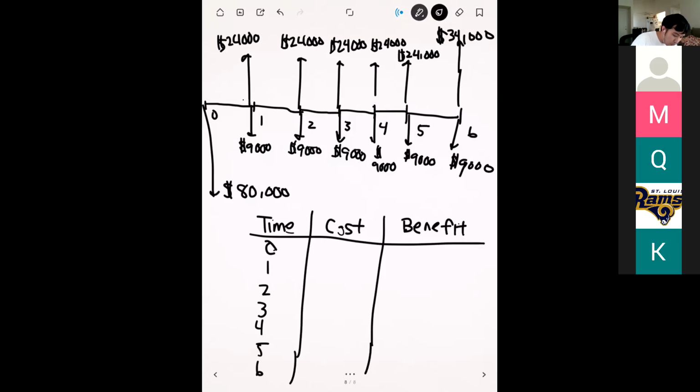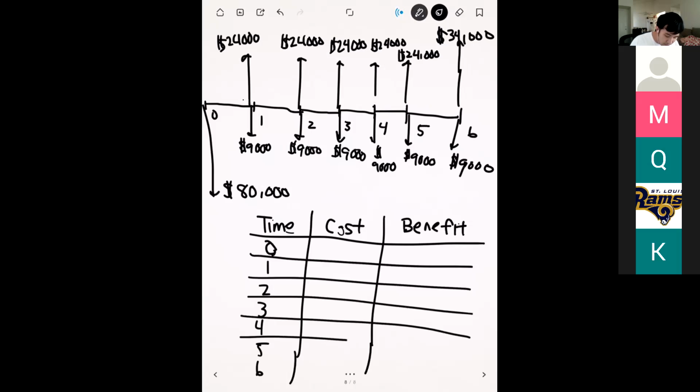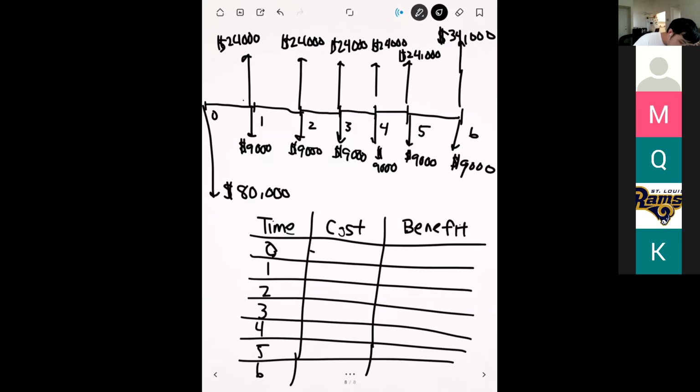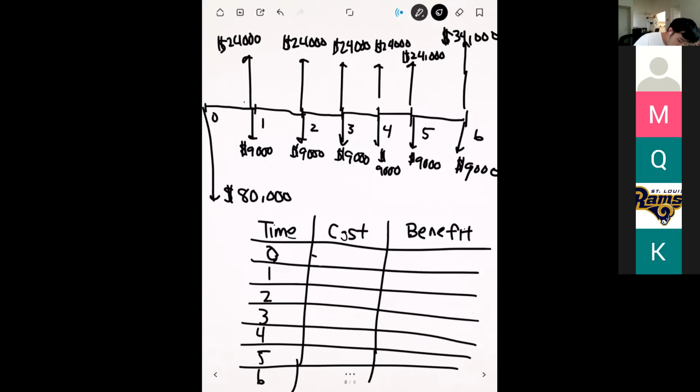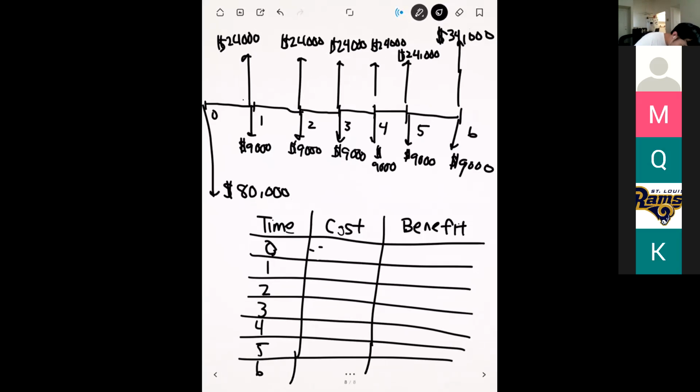And we'll make one row for every time period that we need, so that we have our 6 years and also year zero, which is our initial time. And then from here, we basically just write out the costs and the benefits that we expect for each year. Since we already have the cash flow diagram written out, this is just a matter of copying that information. Our initial cost, we already know, is $80,000, and so we can represent that as a minus $80,000.